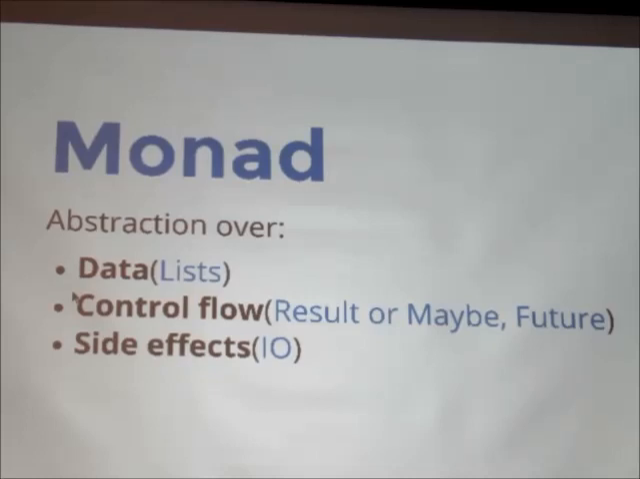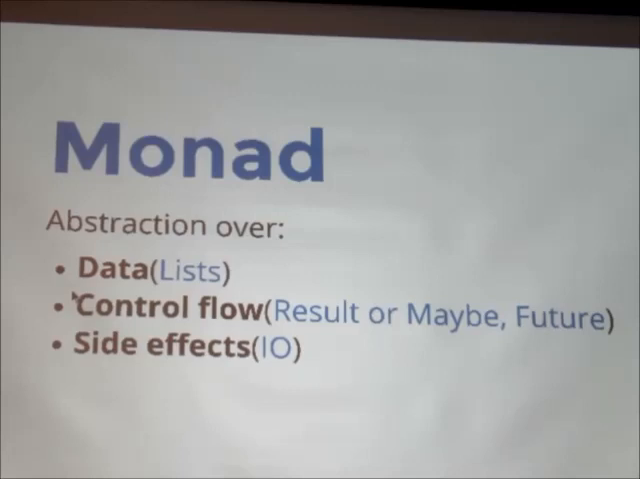It abstracts over data, it abstracts over control flows, like lists, maybes, and futures. We're going to talk about all of these soon. It's an abstraction over side effects. So it abstracts over anything that essentially is a context over some data. If you think about an optional, or a list, it provides context over some wrapped value. So an optional means it's either going to exist or it's not.